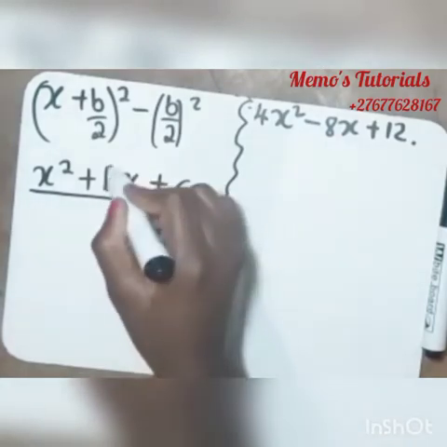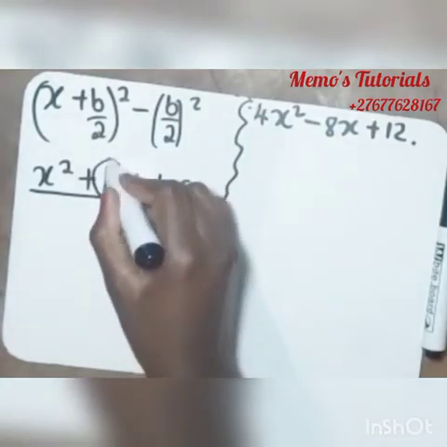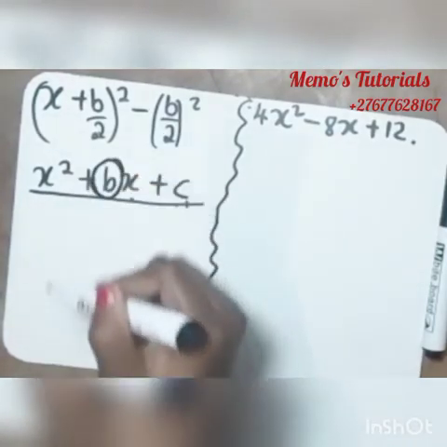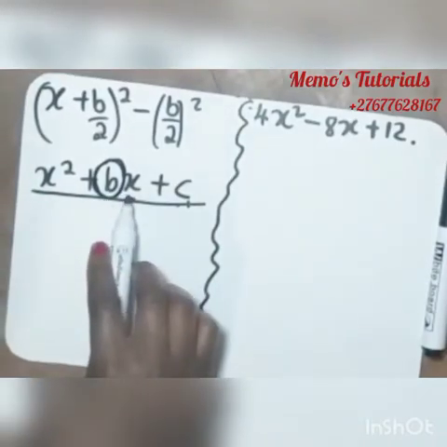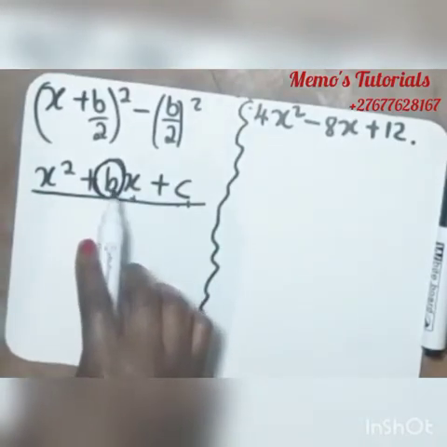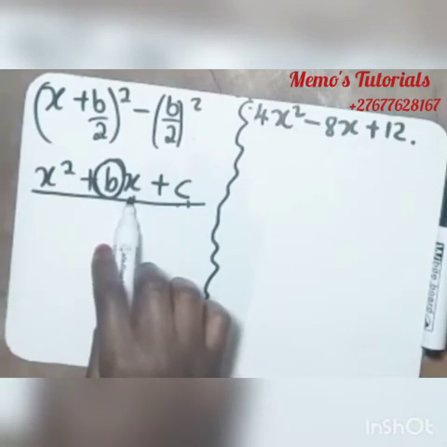So I want you to have a look at which number is our b. So b is the coefficient of x. You must master that. b is the coefficient of x.